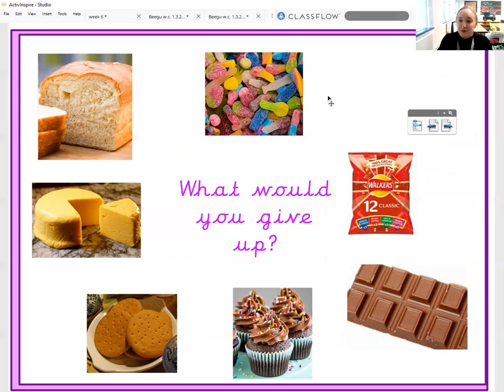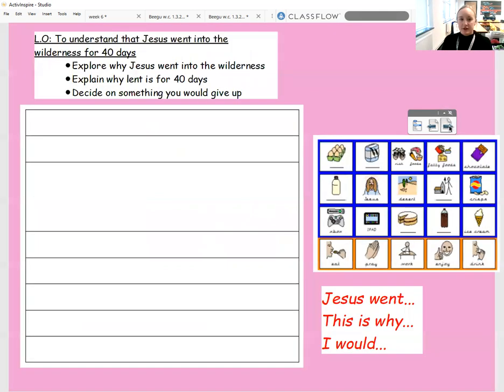Super. Okay, so some of the things that might not be on the screen that you want to give up include fizzy drinks, or you might want to give up something like cake or milk or yogurts if you eat lots of yogurts potentially. So there's lots of different ideas for things that you could give up for Lent. So I want us today to have a little think and appreciate why Jesus went into the wilderness for 40 days. So I've got 3 sentence starters here that I want us to have a little explore at.